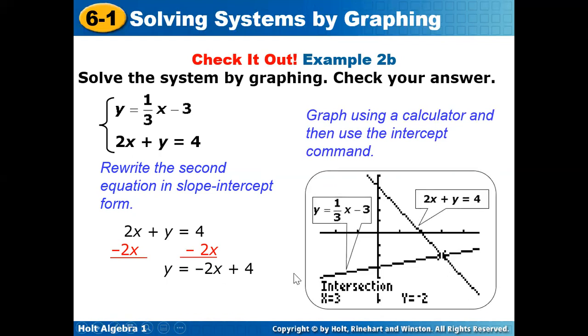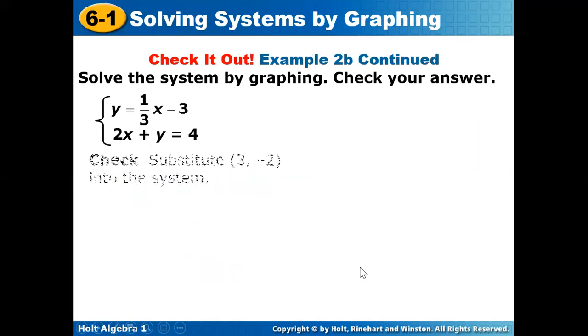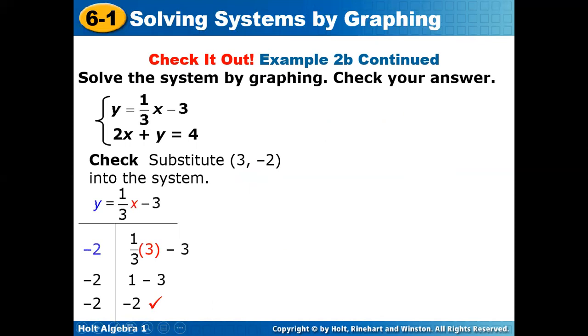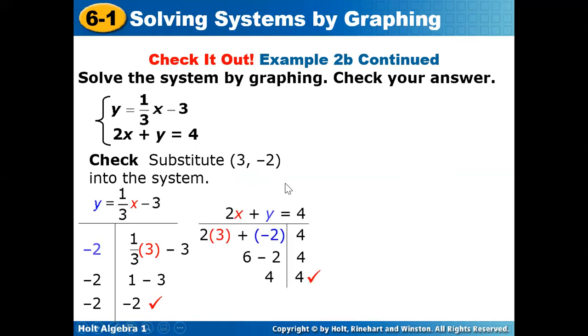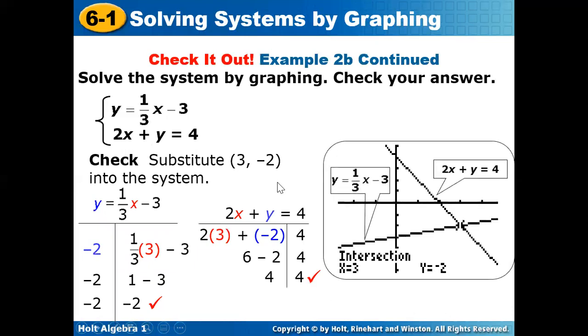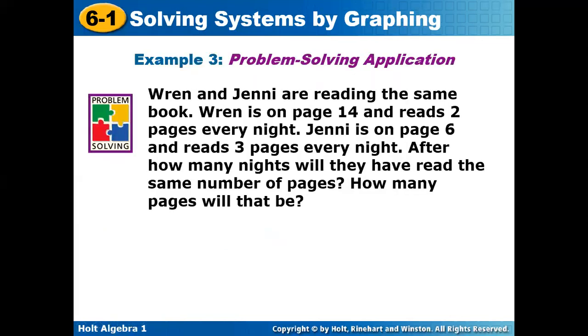If you have a graphing calculator, you can graph it. If you don't, you can graph it on your own, and you will have found that the intersecting point is 3, negative 2. So that is your solution to the system. Plug it in to both equations to determine if it does indeed satisfy both equations. It does indeed. So that is your answer.